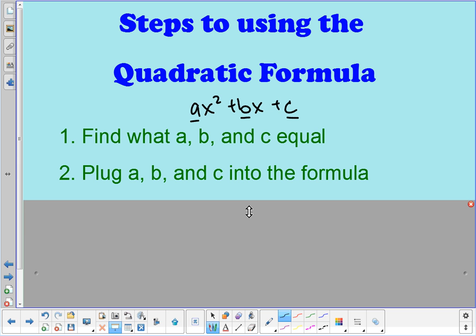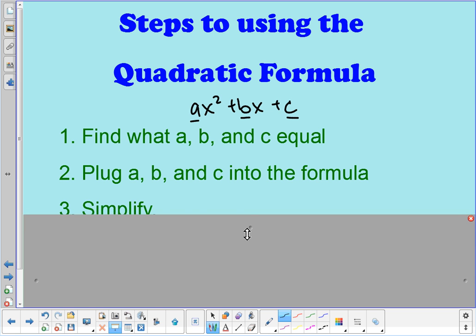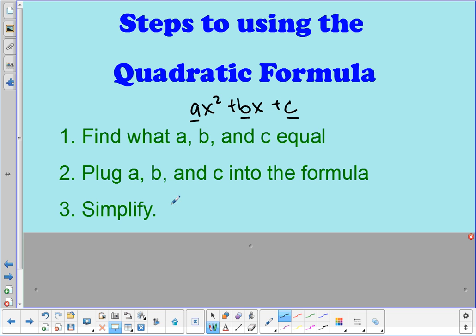Next, we're going to plug a, b, and c into the formula, put them in the spots that they need to go in. And then we need to simplify. Use your order of operations. Some of us don't remember those. We are going to do them a lot today.